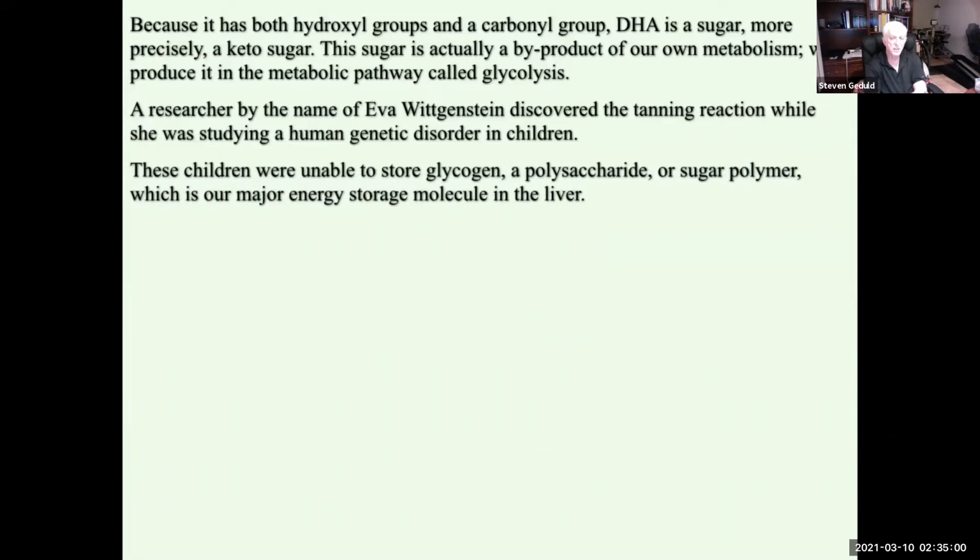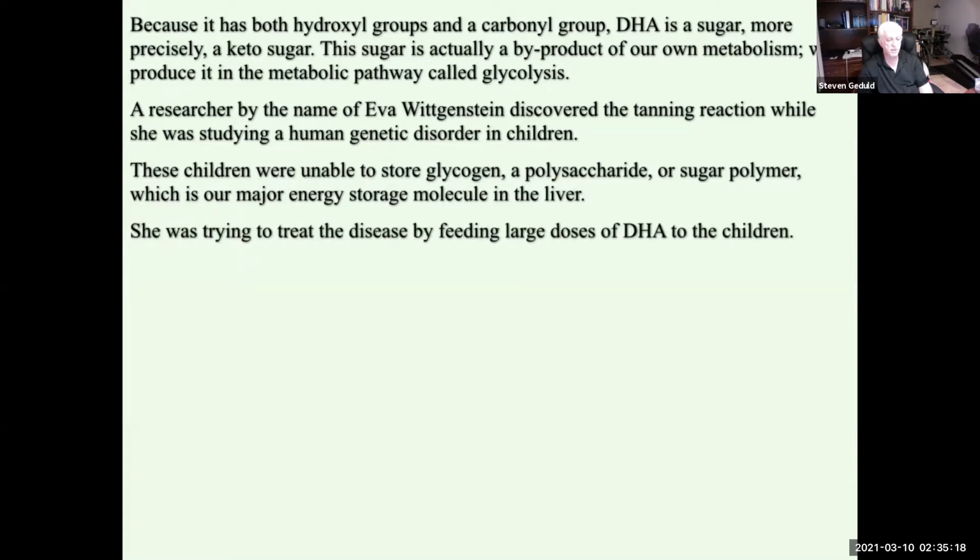Okay. These children were unable to store glycogen, which is a polysaccharide, or sugar polymer. We link it together to make this long polymer, which is our major energy storage molecule in the liver. So some of these kids with this disease could not store glycogen. She was trying to treat the disease by feeding large doses of DHA to the children. Okay. It allows them to store glycogen that way.